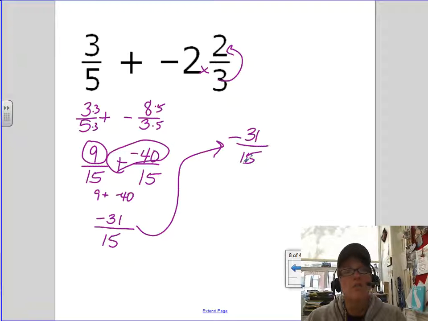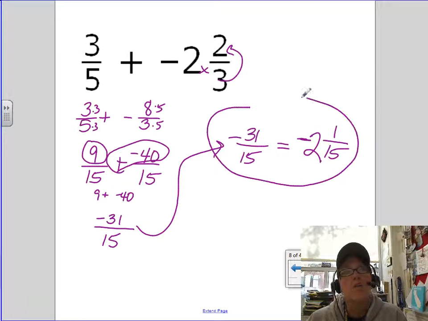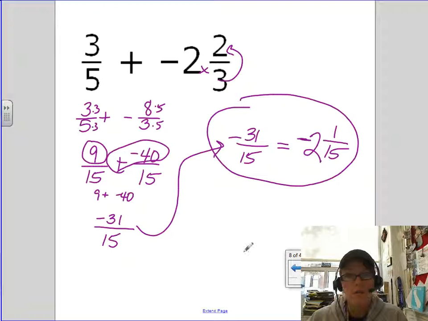However, changing it into a mixed number, you simply have to ask yourself, how many times does 15 fit into 30? And it would fit in there twice with 1 left over. Don't forget that this is negative. I would accept either one of those answers, okay?